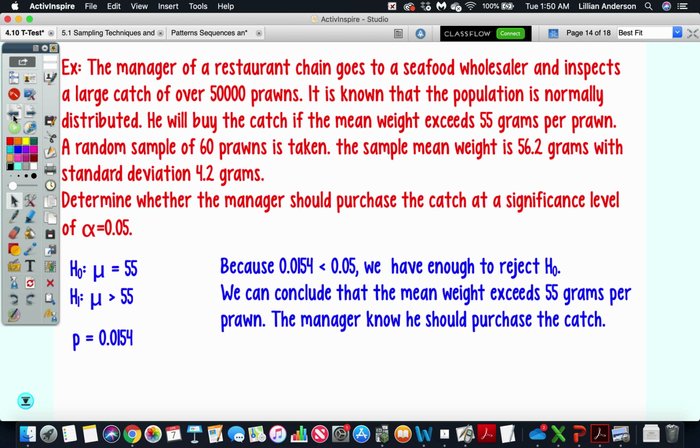And then we have this example where we see the p-value was less than the significance level, which means that we do have enough information to reject, which means that the alternative hypothesis of the mean being greater than 55 is appropriate, and the manager should go ahead and purchase the batch.